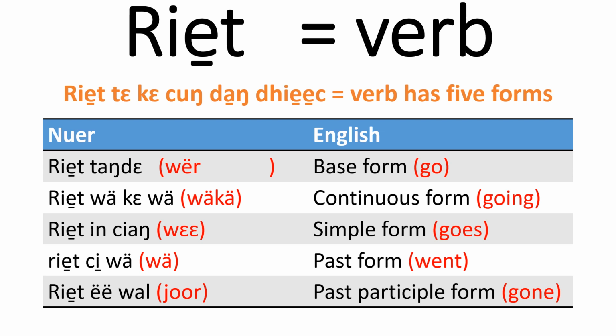Ried e well are the past participle form of the verbs. So like gone is the same word go, but this is the fifth form or the past participle form.